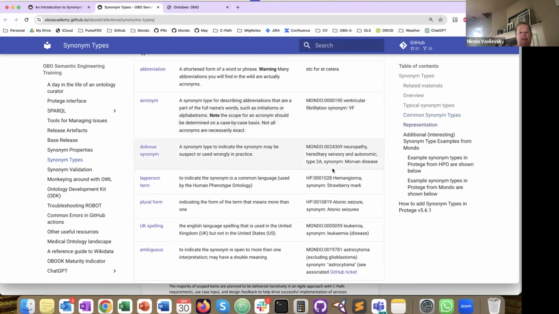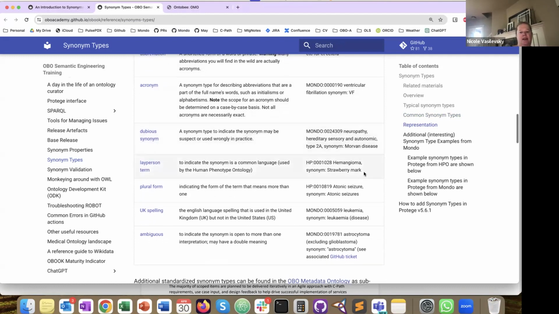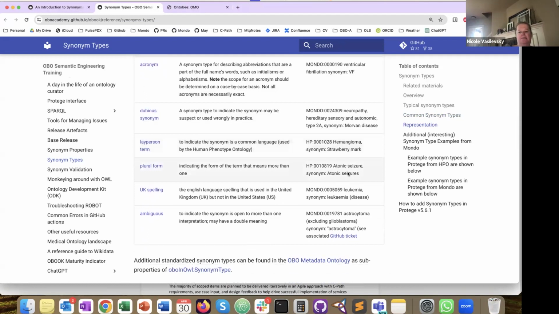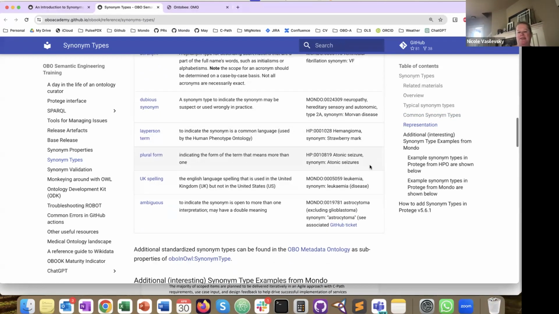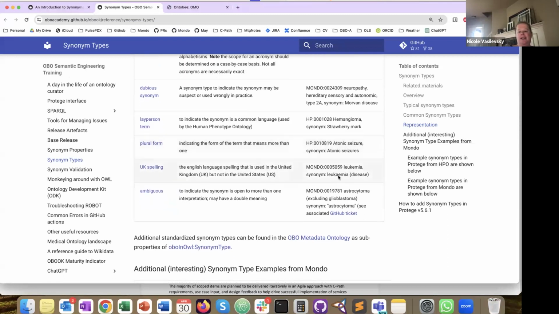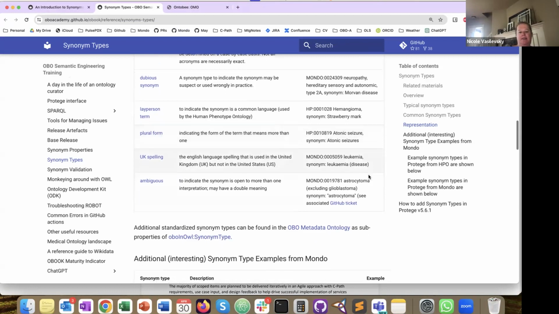Here's an example of a dubious synonym from Mondo, where Morvan disease is a synonym for neuropathy, hereditary sensory autonomic type 2A. In the HPO, we have the layperson synonym for hemangioma as strawberry mark. The plural form is very straightforward, just the plural atonic seizures for atonic seizure. The UK spelling, where the spelling of leukemia differs a little bit in the UK spelling versus in the American English.